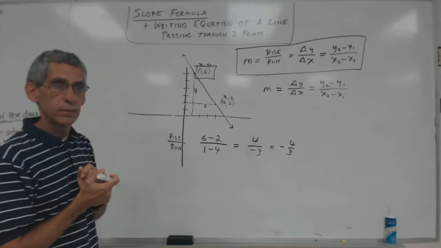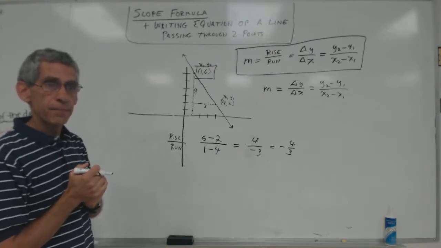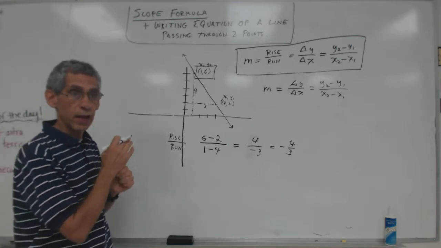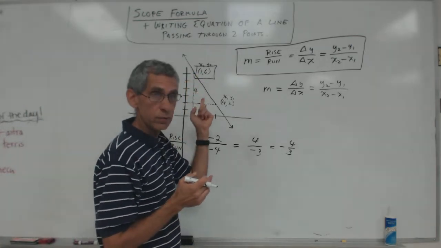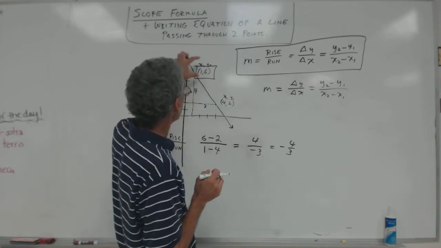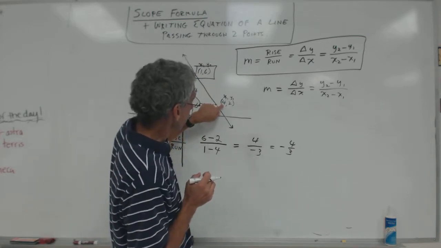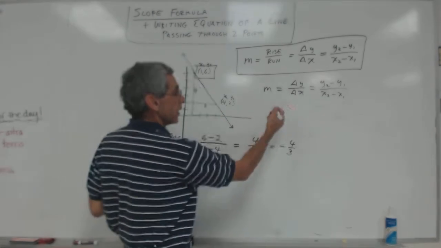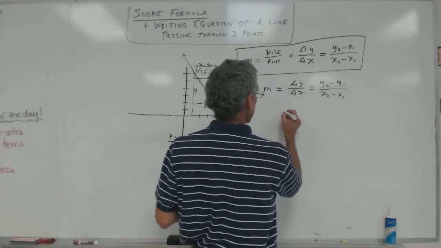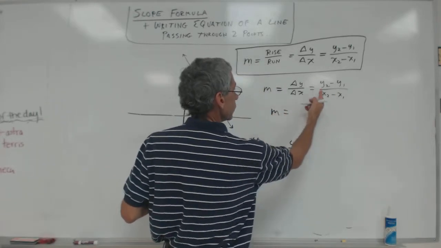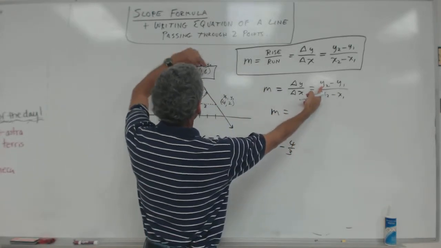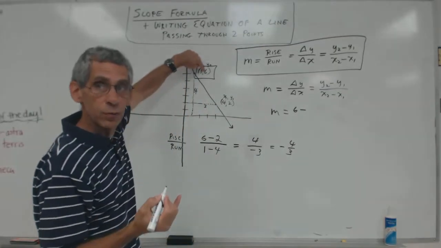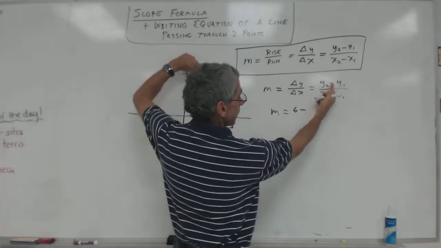Would that always be x2? It doesn't have to. It makes absolutely no difference which ones you make x1 and y1 and x2 and y2. What matters is that if this is an x1, this is a y1. It can't be a y2 and an x1. So now all I have to do is say m is equal to my y2, which is 6. And then I always do minus because I'm subtracting. The formula has a minus sign.